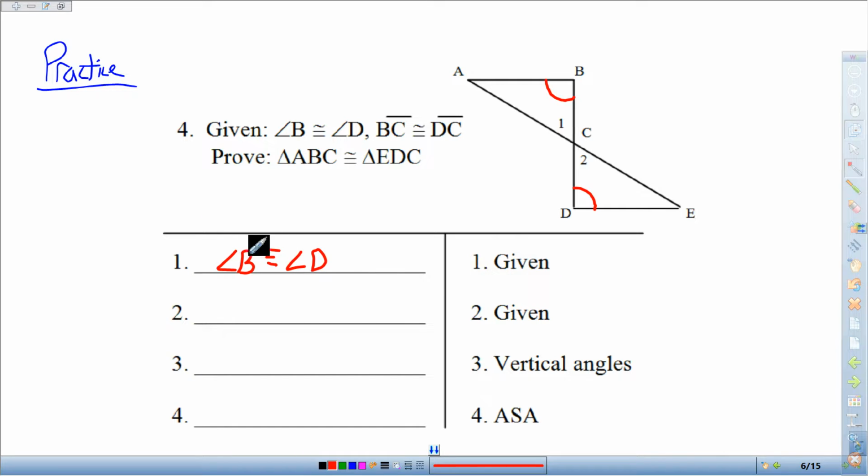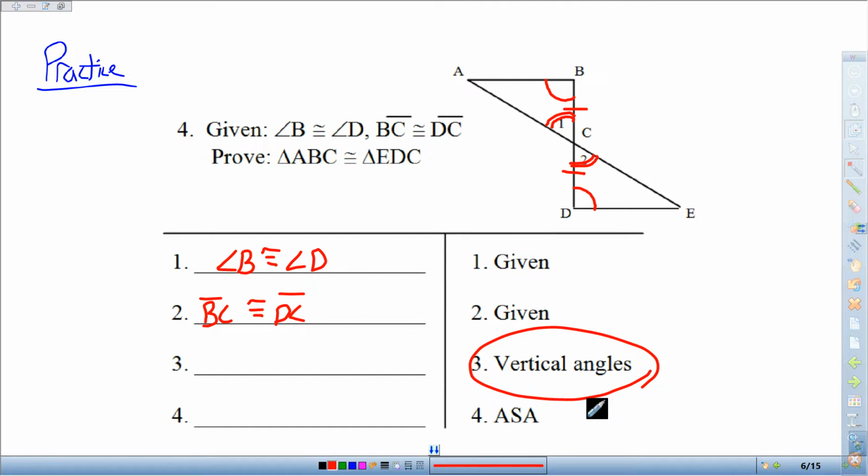Okay, so anyway, moving along, here's our next given statement. Segment BC is congruent to segment DC. Okay, let's go ahead and show it. There's BC, there's DC. All right, so there's all of my given information. Next thing I notice is we have these vertical angles that we can say are congruent. So this angle here is congruent to this one, which you can see is the next reason.